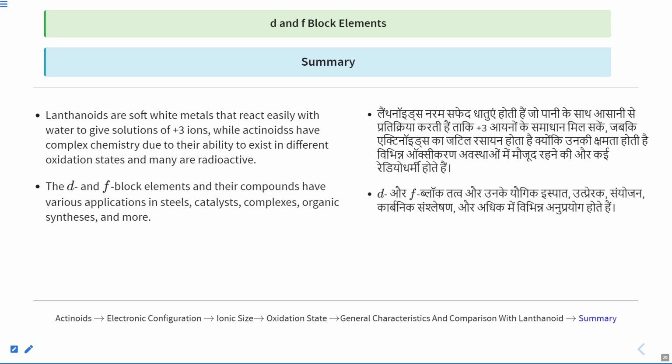Now the lanthanoids are soft white metals which have +3 as the stable oxidation state. The d and f block elements and their compounds have various applications in steel, catalysts, complexes, organic synthesis and more.